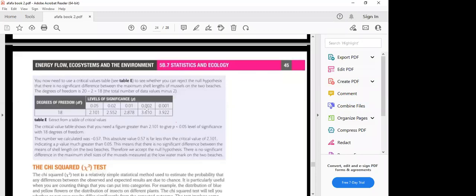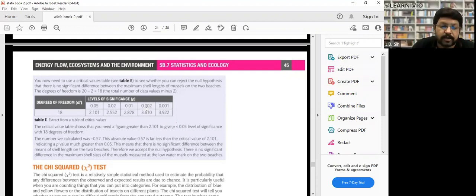Okay, the level of significance values will be given by the examiner, and degrees of freedom is something that we will find out. Exactly. Now you got it. And you will compare your degrees of freedom from this table. Okay.